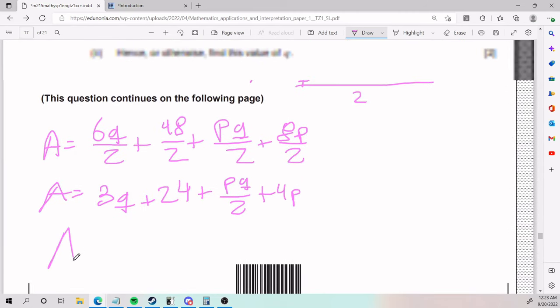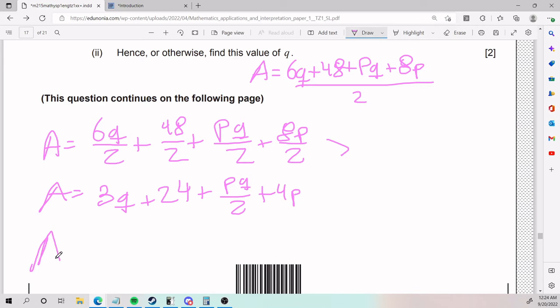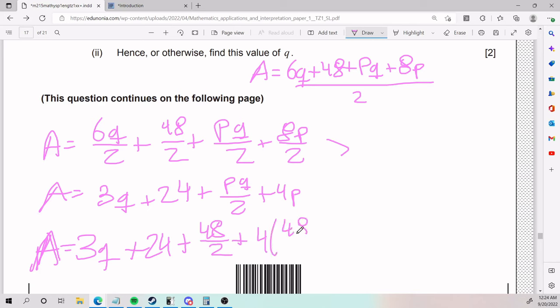All right, so now we're going to plug in. We end up with area being equal to 3q. This remains unchanged. 24 remains unchanged. We said that pq was 48, so 48 divided by 2. And we have 4 times p. We said that p was 48 divided by q. So that's going to be a weird one, ¿cierto?